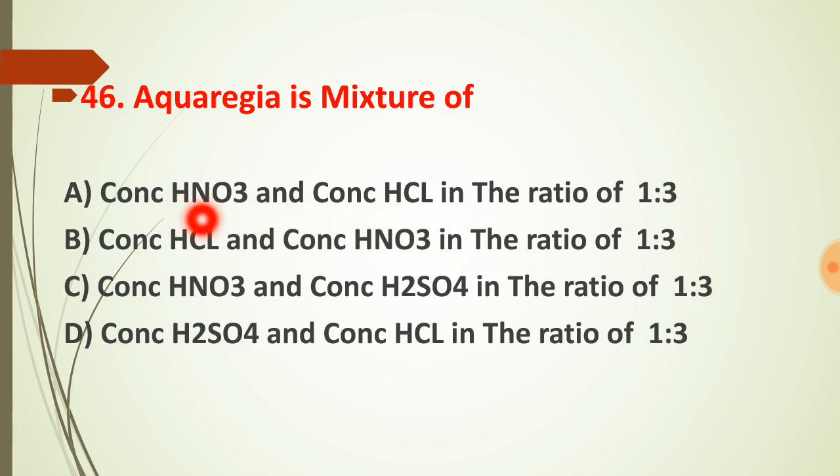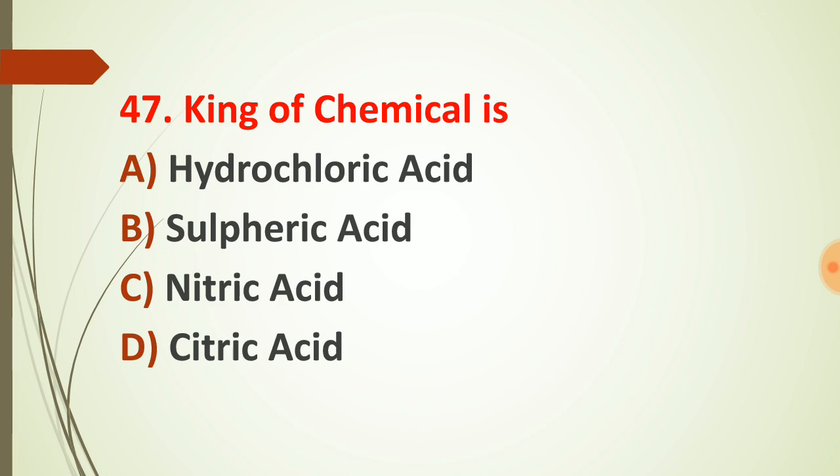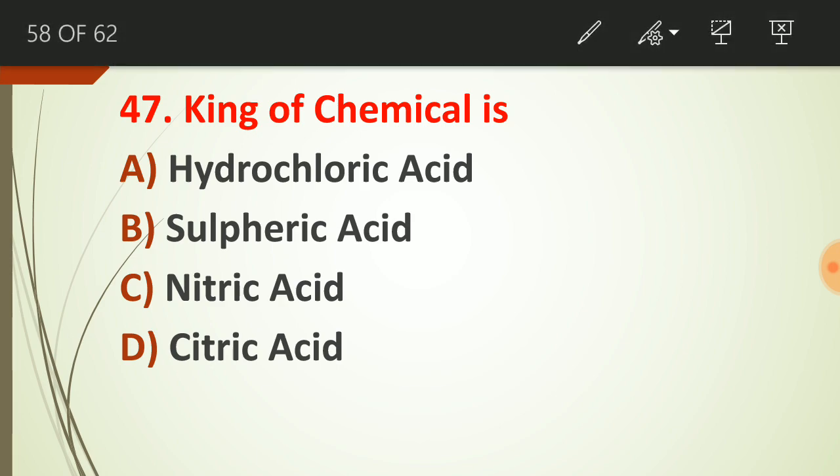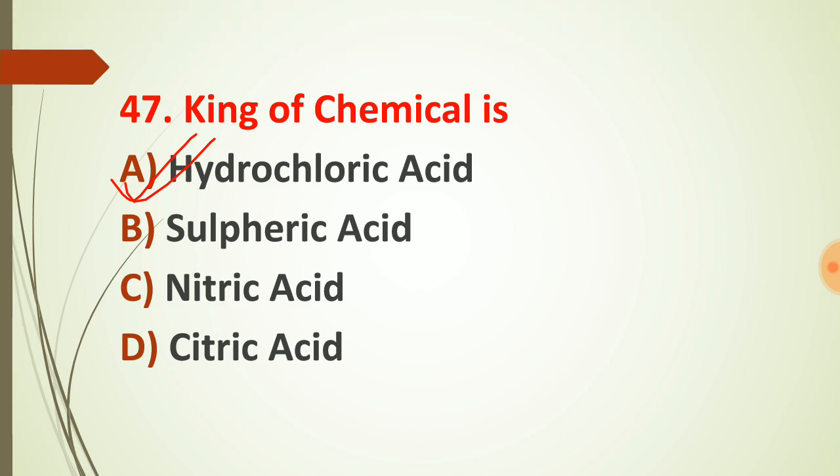Aqua regia is a mixture of concentrated HNO3 and concentrated HCl in the ratio of 1:3, and here it is HCl and HNO3 in the ratio of 3:1. Among these, find your answer for question number 46. Let me know in the comment section. King of chemicals: hydrochloric acid is known as the king of chemicals. And if it is asked queen of chemicals, benzene is known as the queen of chemicals. Do you remember this? Michael Faraday discovered benzene.